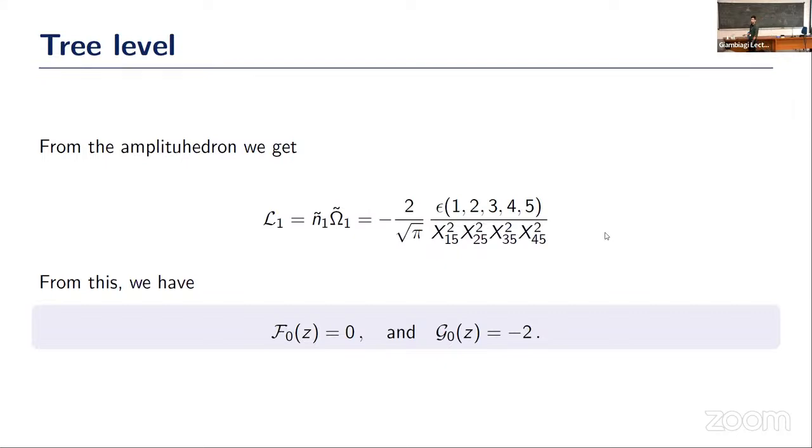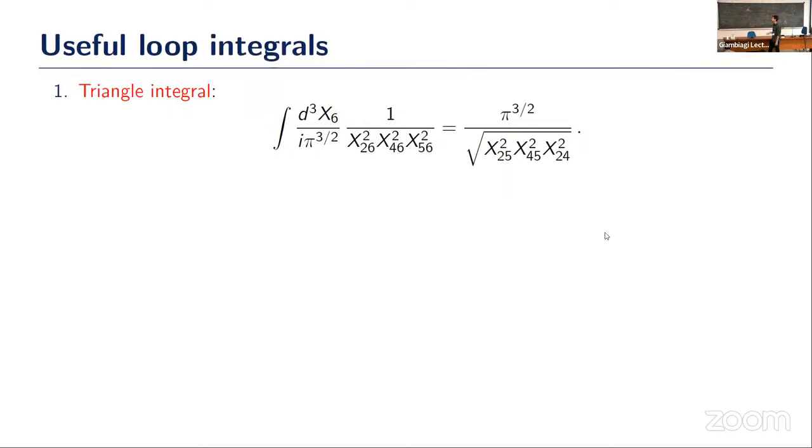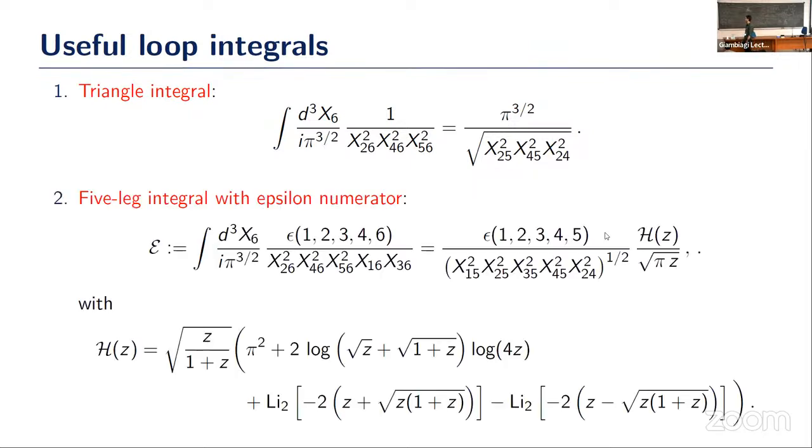So what are the perturbative results for the integration of these negative geometries? From the amplituhedron, we get that the one-loop integrand for the logarithm of the scattering amplitude is the one shown here. There are some subtleties with analytic continuations that we have to take into account, but we can get to these results. From this, one can read that the parity-even term is vanishing in the integrated negative geometries, but the parity-odd term is trivially constant. To go to higher loop orders, we have to use some loop integrals. In particular, we use this triangle integral that can be obtained quite easily with Feynman parametrizations. We also use this five-leg integral with an epsilon numerator, which is much less trivial than the triangle integral, but can be obtained by iterating Feynman parametrizations, and is expressed in terms of this transcendental weight two function.